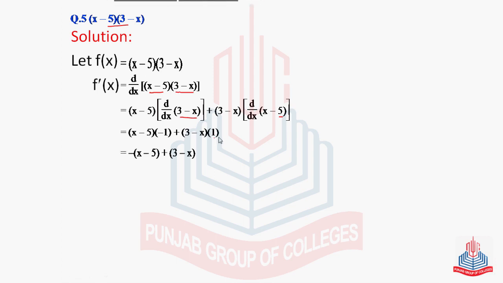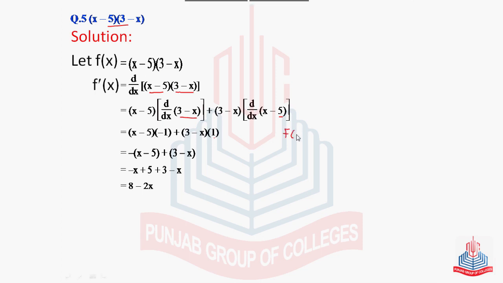So we simplify this result. Minus 1 into (x minus 5) plus 1 into (3 minus x) will be 3 minus x. So minus x plus 5 plus 3 minus x. Minus x minus x will be minus 2x, and 5 plus 3 will be 8. So this is actually the final answer of the given question. Now we solve this question in another way.